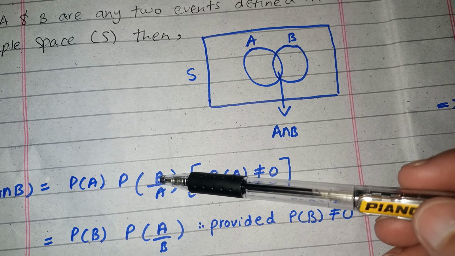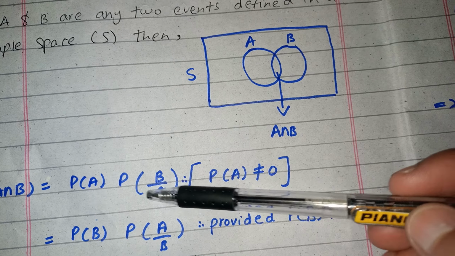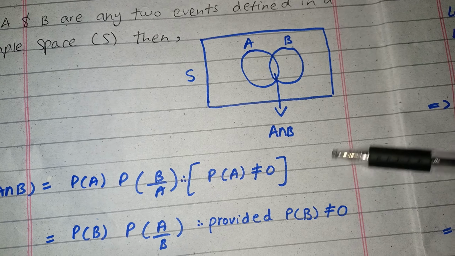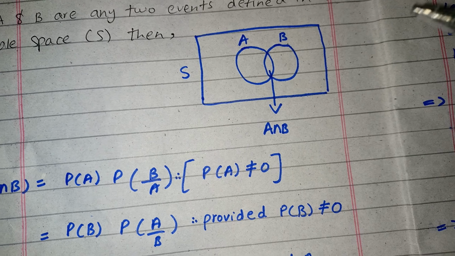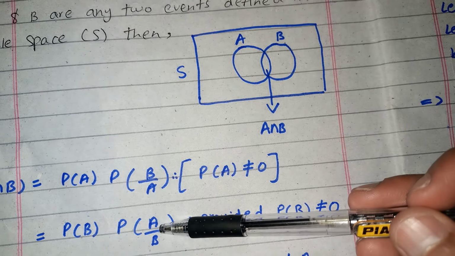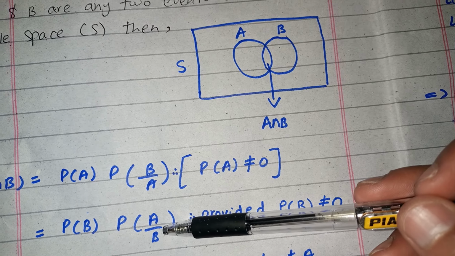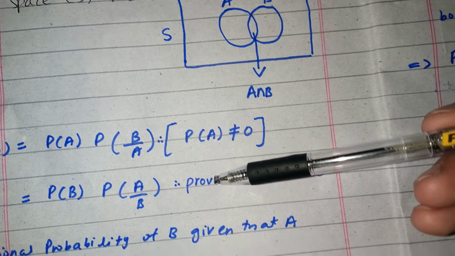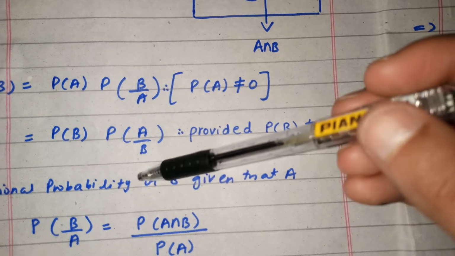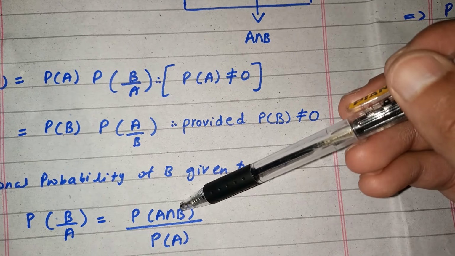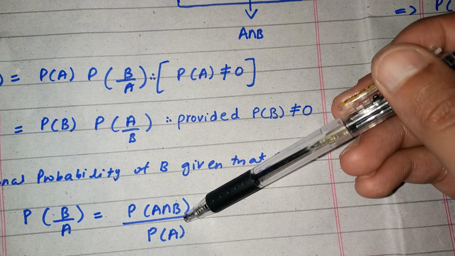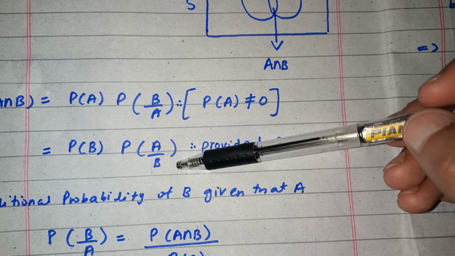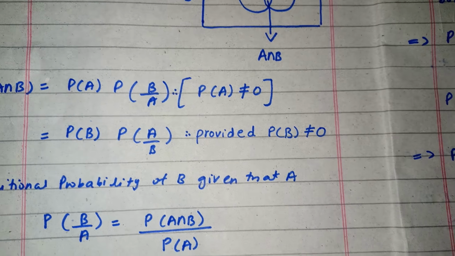Or we can even write it by exchanging B with A and A with B: probability of B times probability of A given B, provided probability of B is not equal to 0. As we know, probability of A given B or probability of B given A is the formula for conditional probability. We're going to talk about that now. Probability of B given A is equal to probability of A intersection B over probability of A. This is the formula of conditional probability of B given that A.